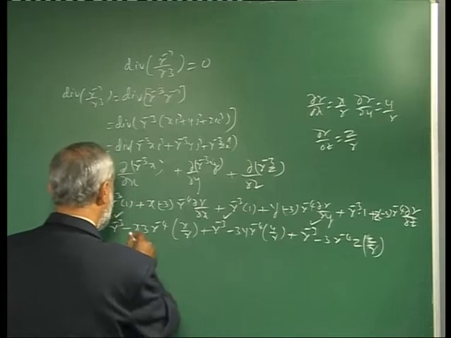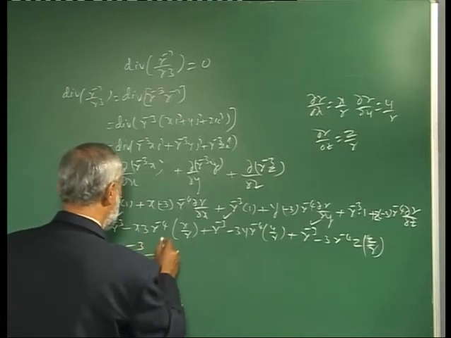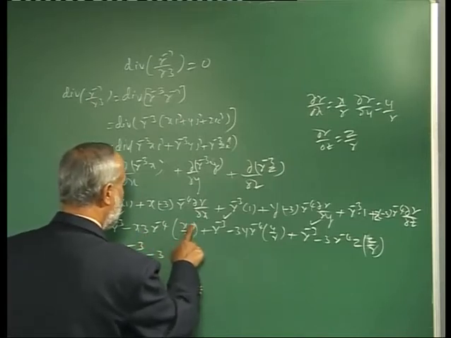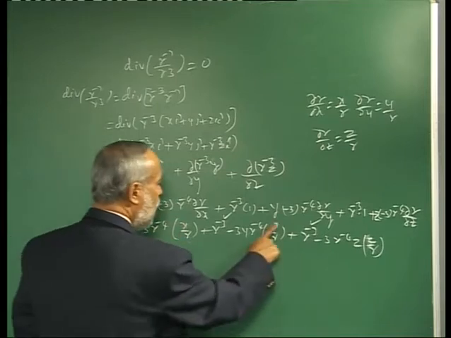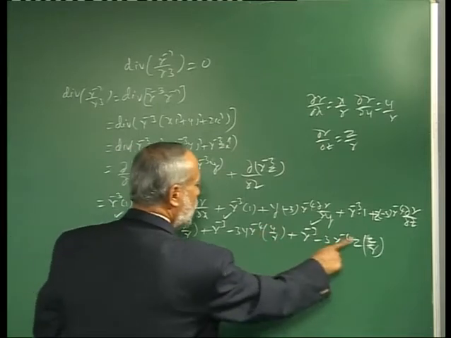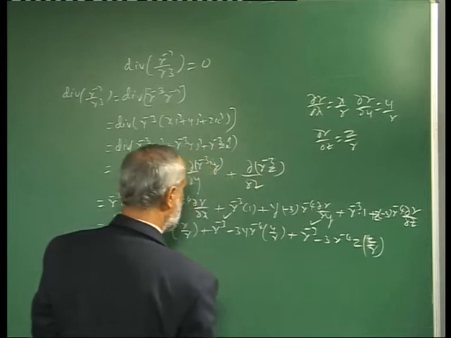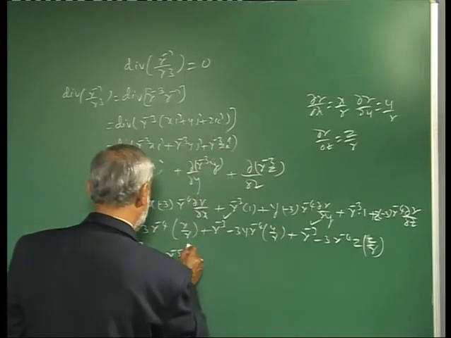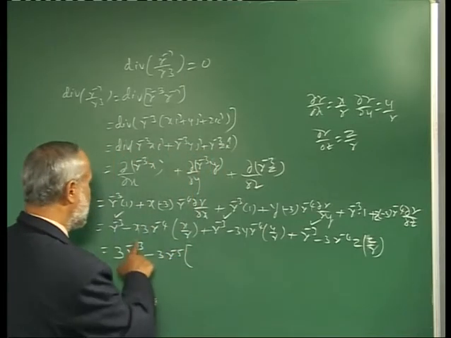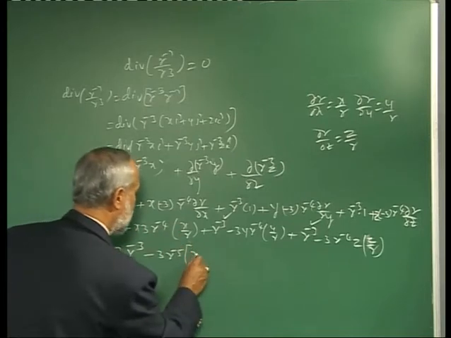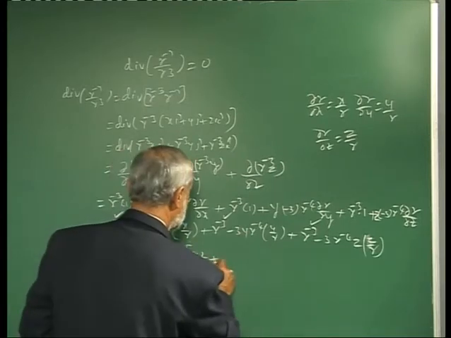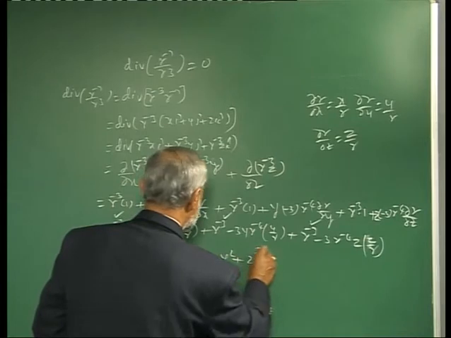Here you can take common minus 3. Here 1 by r is r to the power of minus 1, that is r to the power of minus 5. Minus 3 r to the power of minus 5 take common. Remaining is x into x, x squared. Here y into y squared plus z into z squared.